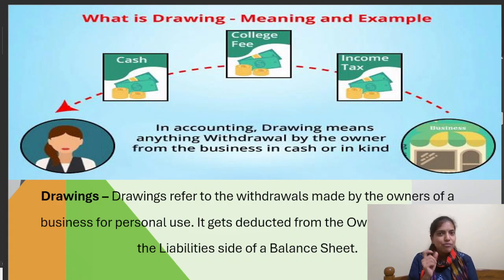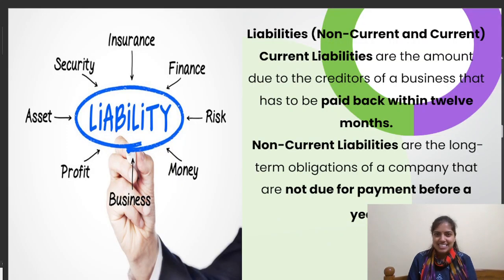At that time, that withdrawal that is made by me, that is the owner of the company, will become a drawing. That will be a liability. Liability means this is not my money, it is the business's money. So I am supposed to pay that money back to the company. That is why it becomes drawings and hence it is shown as a liability in the balance sheet. Okay, so I hope this is clear. Let us move on to the next. I've discussed that we have to show this in the liability of the balance sheet. Then what is liability? Here it is.